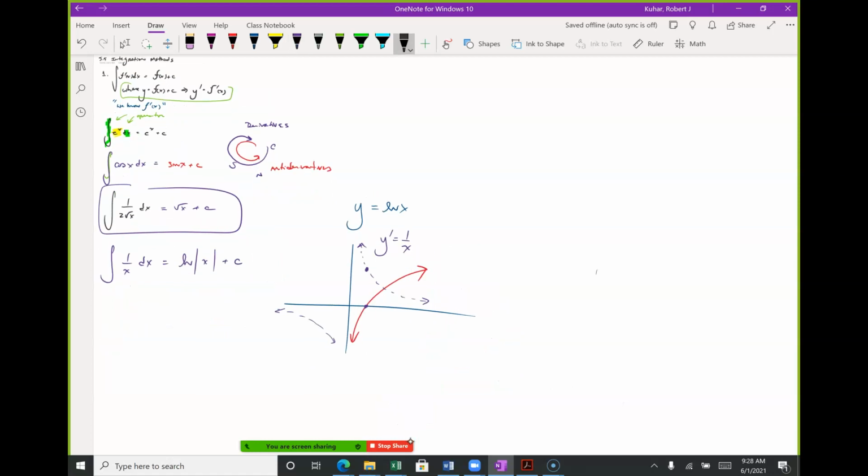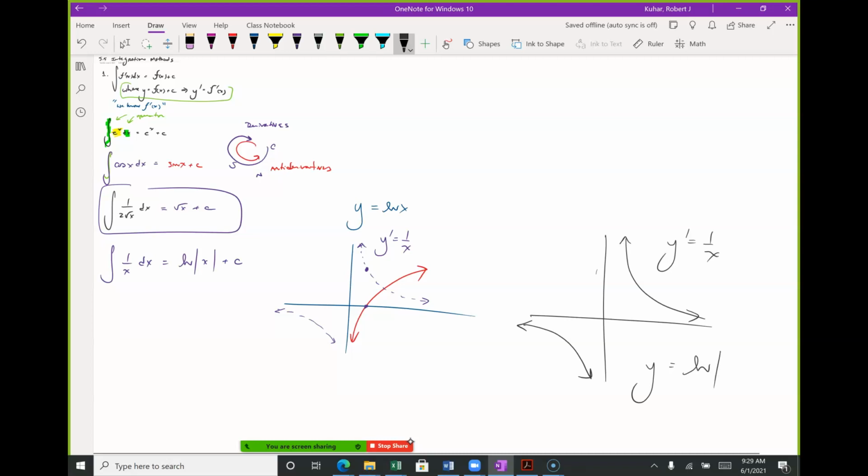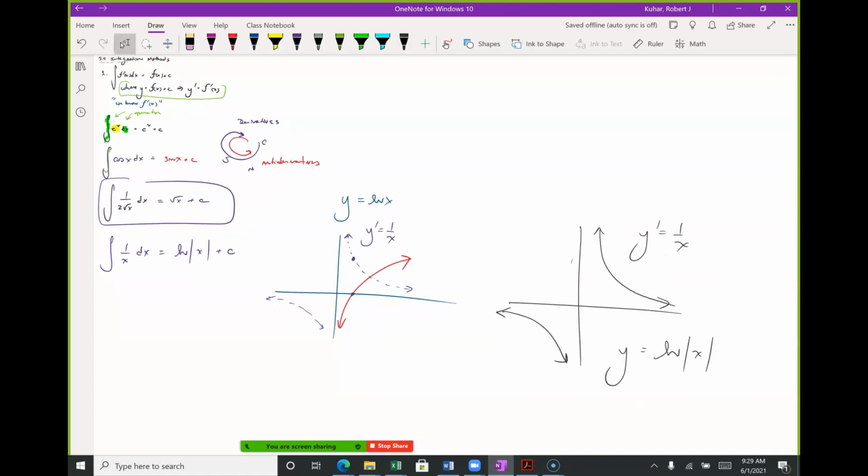But if I'm starting with 1 over x, now what's my domain? Everything but 0. All positives and negatives, but not 0, right? So if I'm talking about y prime is 1 over x, now I have to include the negatives, which is why when I get to y equals ln of x, I need the absolute value. Because now I have negatives involved. So when I plug them into my antiderivative, I got to make sure the negatives get canceled out. Does that make sense at all?